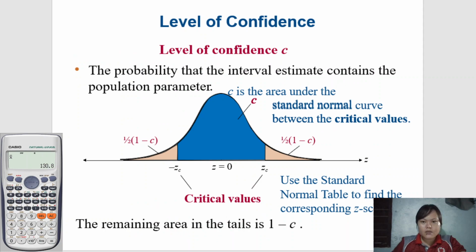Interval estimates are dependent on the level of confidence, c, or confidence level, or alpha for some. It is the probability that the interval estimate contains the population parameter. If you're given the confidence, that's in the middle, and what's left, you just divide by 2. For example, this is 95%. What's left is 5%. So 5% over 2 is 0.025, or 0.025.